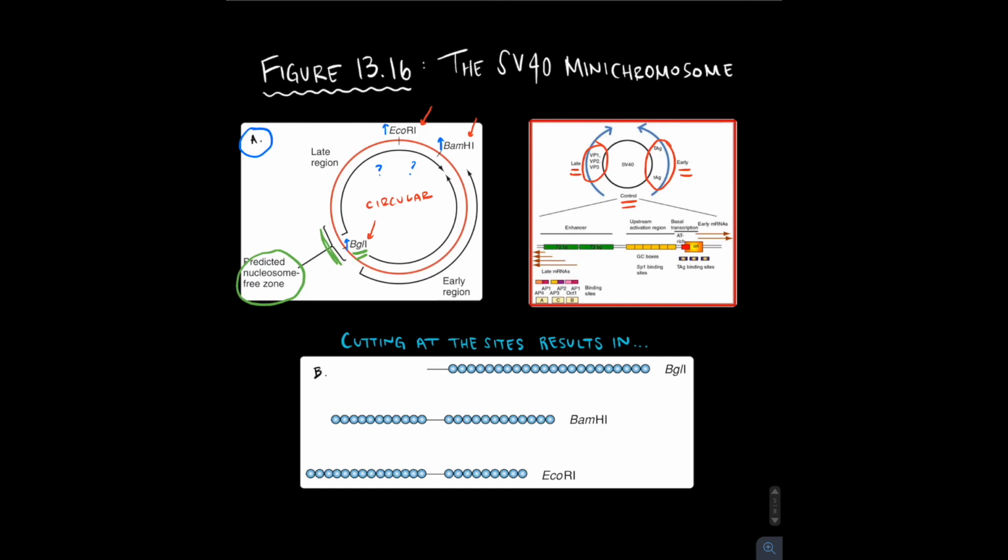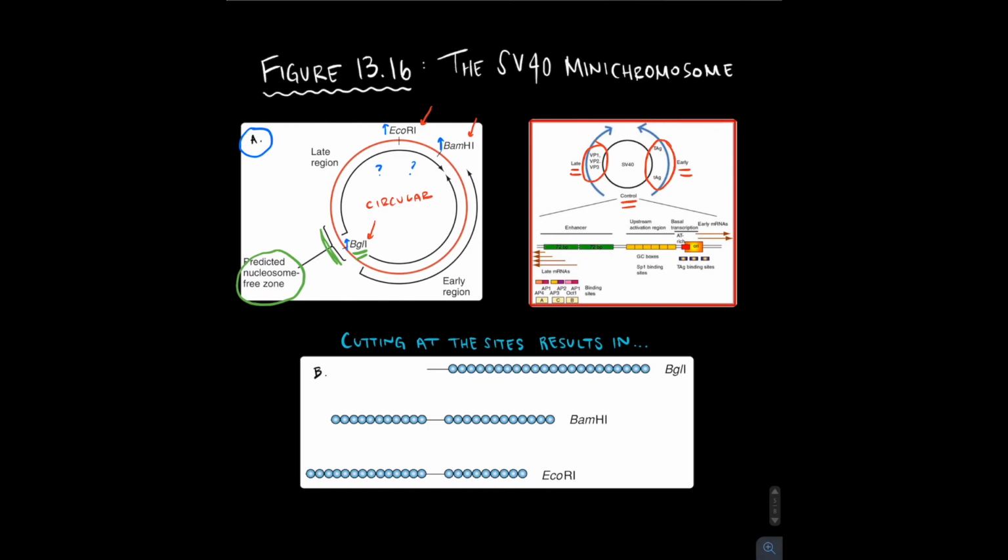And again, this was just a hypothesis at this point, but by picking a restriction enzyme that would cut near one of the edges of this region, Yaniv could experimentally confirm or deny without a doubt whether or not this is where the nucleosome-free region was located, using microscopy after treatment of the mini chromosome with restriction enzyme.